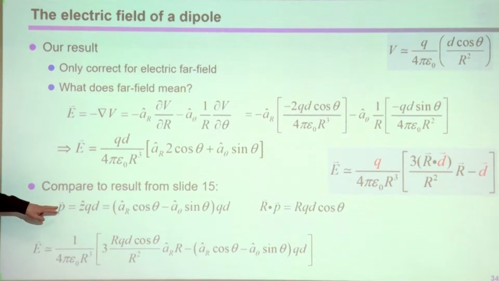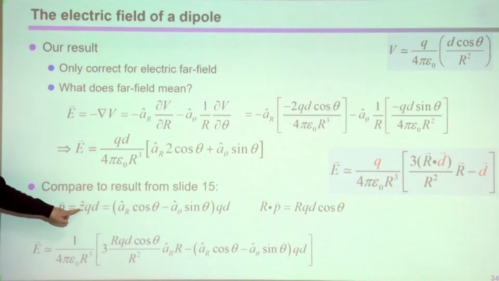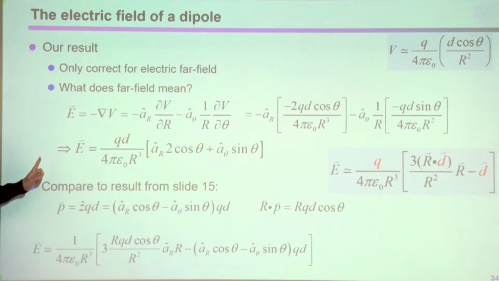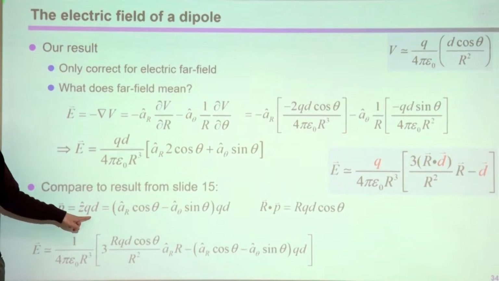Okay, we can always define the dipole moment itself as a vector. It's in the z direction because now we have the dipole aligned in the z direction. You have the charge and you have the distance. So basically, the dipole moment is nothing more than the charge multiplied by the distance. And now you have a well-defined direction.